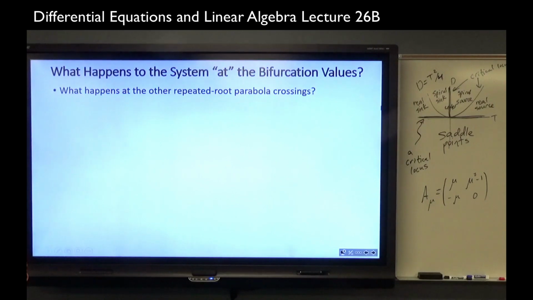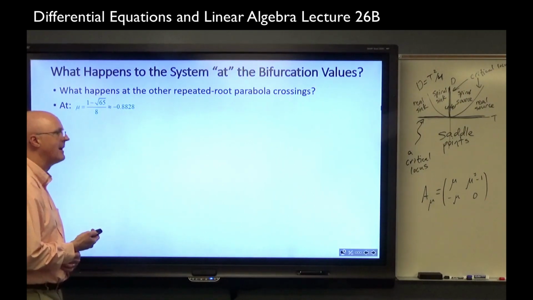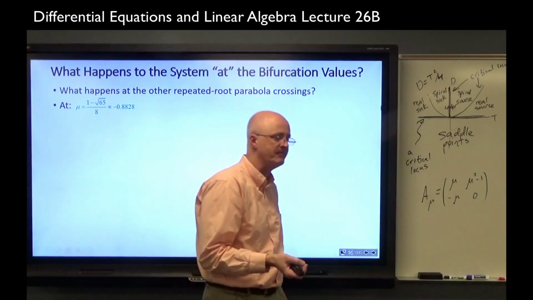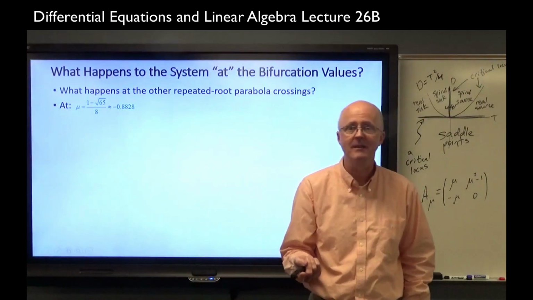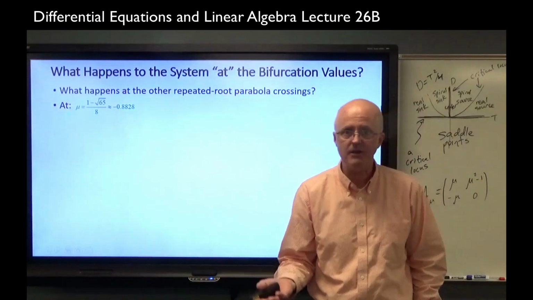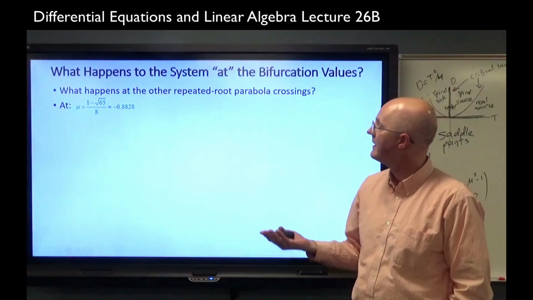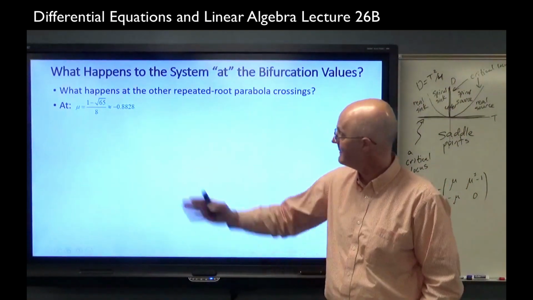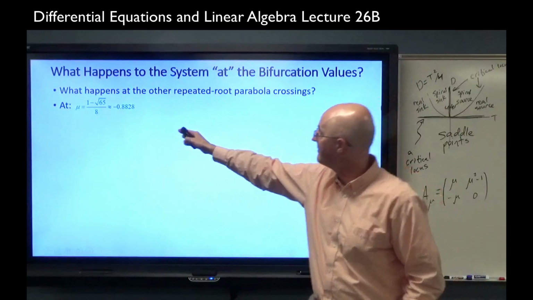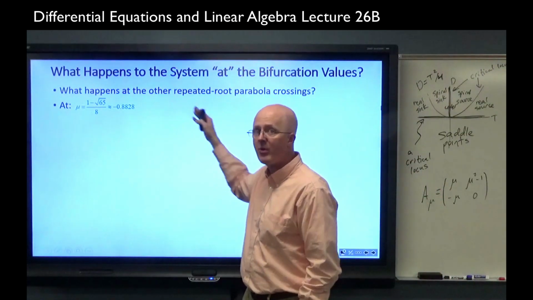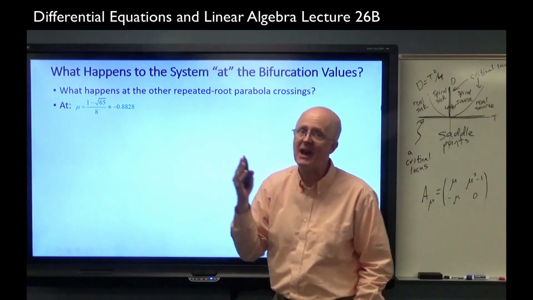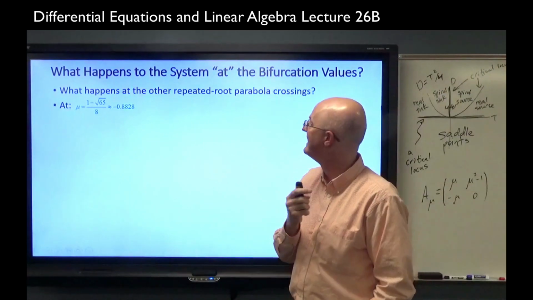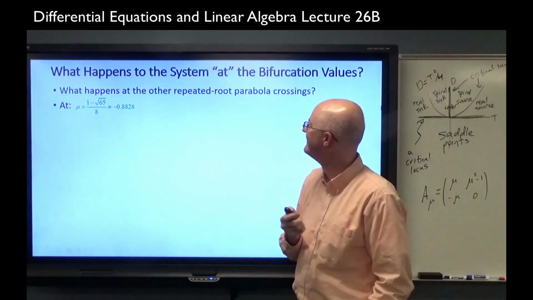What about the other repeated parabola crossings? At mu equals 1 minus square root of 65 over 8, which is about negative 0.88, I'm going to show you a bunch of approximations here. I'm going to show you the phase plane. Of course, you can always have your technology draw these things for you. You should realize that because I'm approximating this bifurcation value, the approximate equations that I write down actually are not repeated parabolas. They're only approximate.